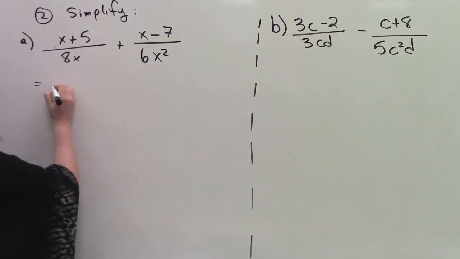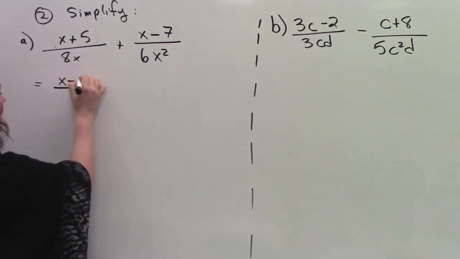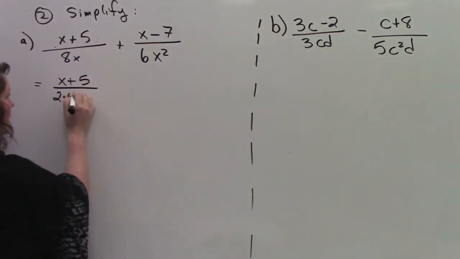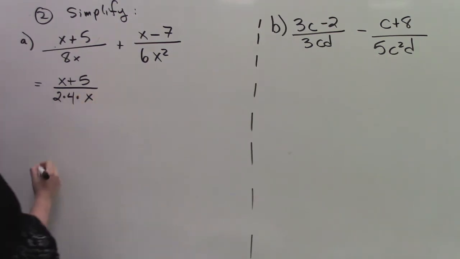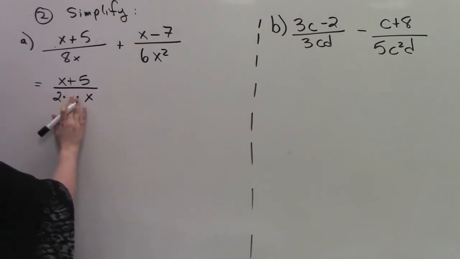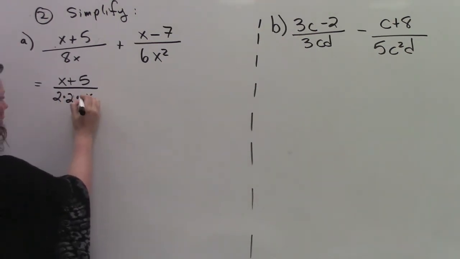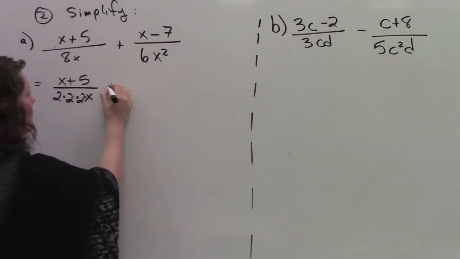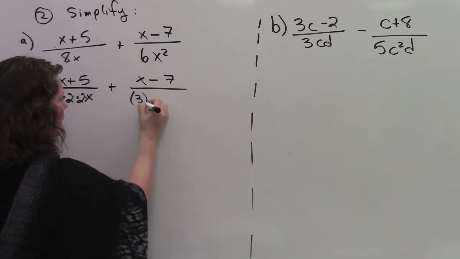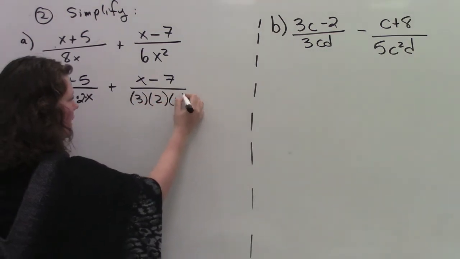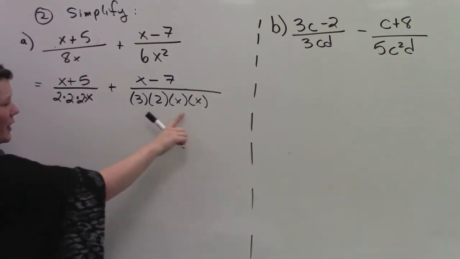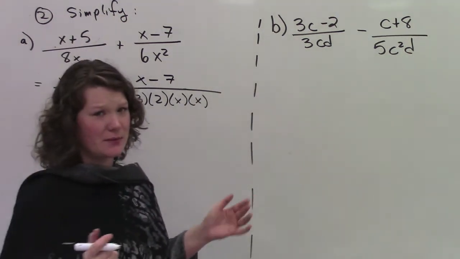So I'm just going to rewrite this thing. x plus 5 over 2 times 4 times x. Really, I should have 2 times 2 times 2. There you go, that's better. Plus x minus 7 all over 3 times 2 times x times x. You'll notice that I have dots here and brackets here, different ways to express multiplication.